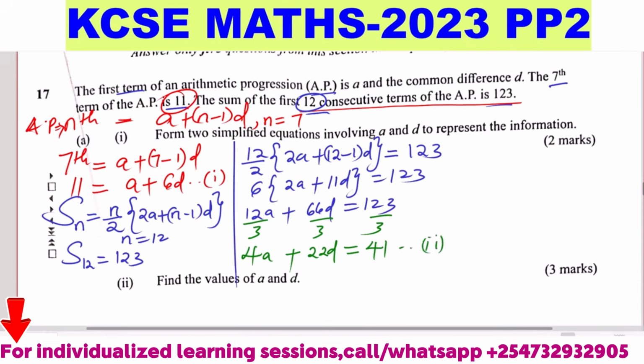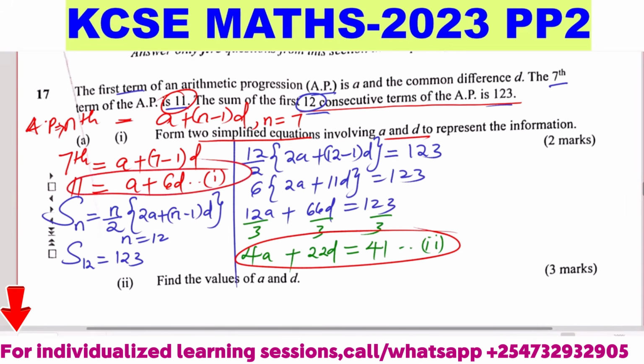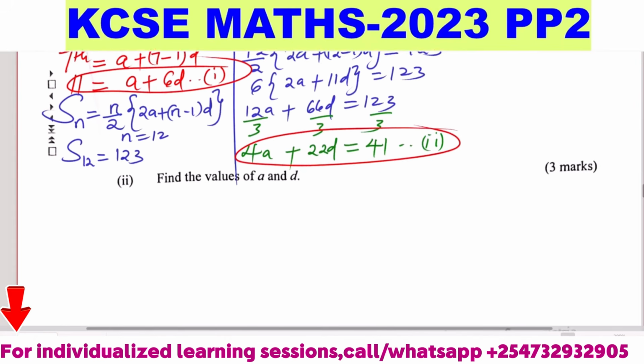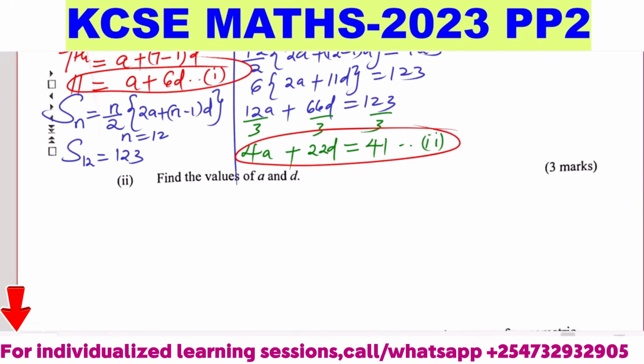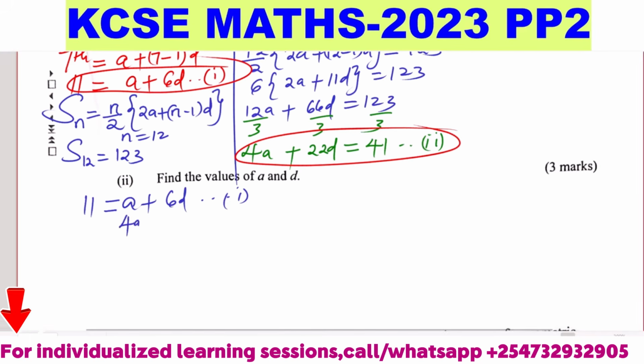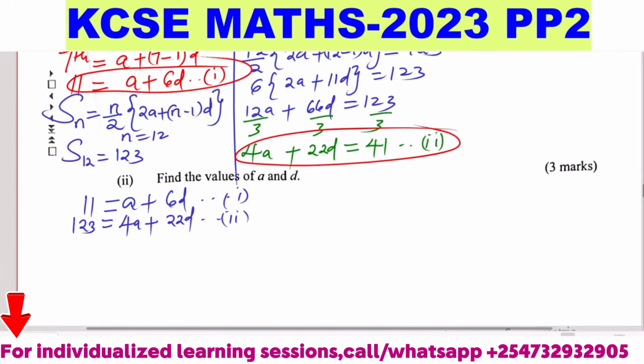Now you have two simplified equations in terms of A and D. The second one is here and the first one is here. Those are the two. Part 2, find the values of A and D. You simply need to take the two equations that you formed in the first part and solve them simultaneously. So you have 11 is equal to A plus 6D. That is the first equation. And the second one, just organize it. You have 4A plus 22D is equal to 41. That is the second equation.